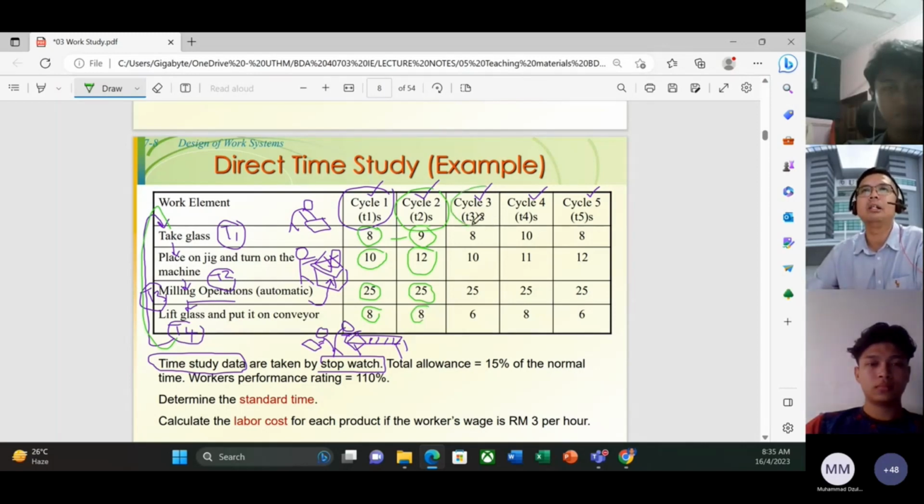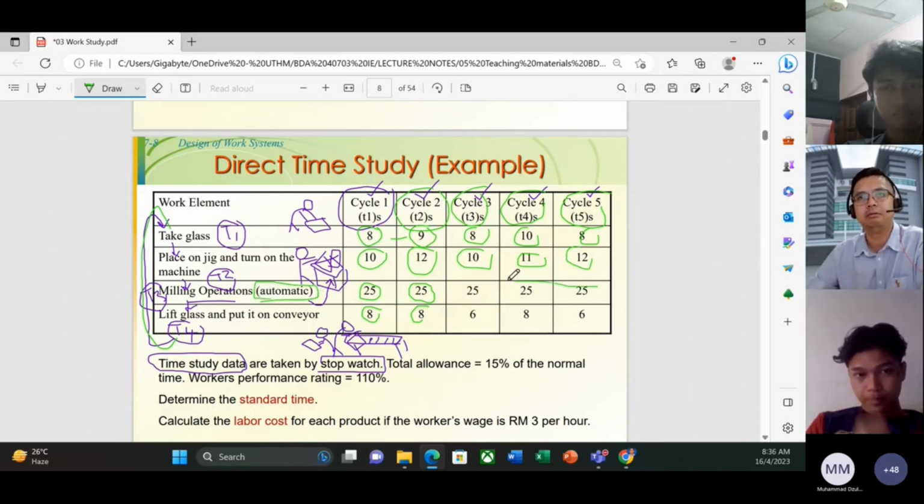Until we get the observations, cycle number 3, cycle number 4, up to cycle number 5. So look at the differences. For task number 1, the cycles 1, 2, 3, up to 5, we get 8, 9, 8, 10, and 8. Meanwhile, for task number 2, we get 10, 12, 10, 11, and 12. But for the automatic milling operation, run by machine, it is constant.